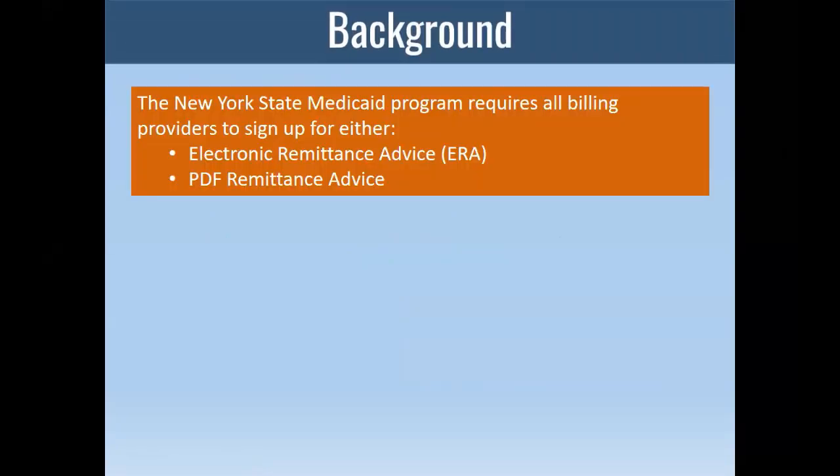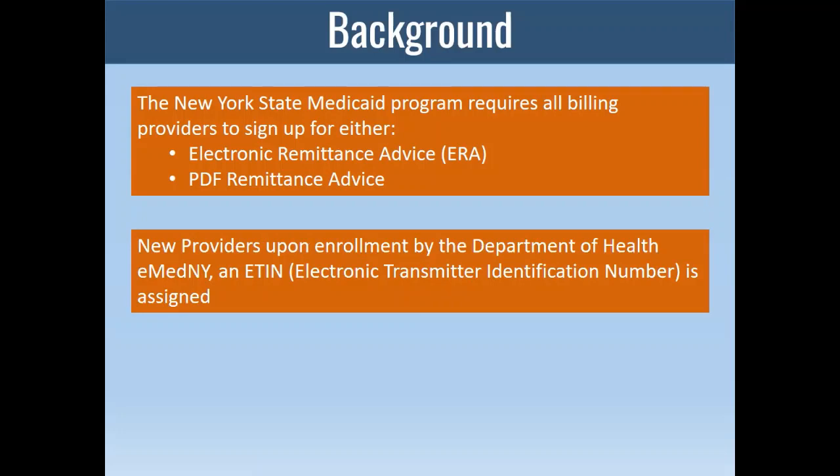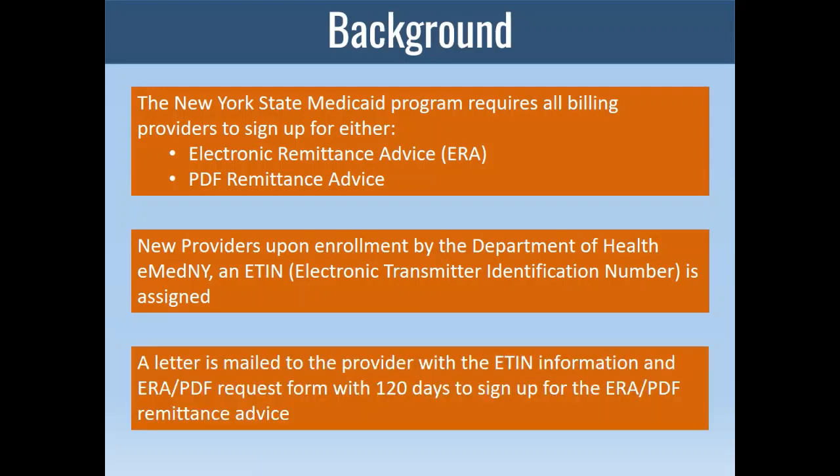Background. The New York State Medicaid program requires all billing providers to sign up for either electronic remittance advice, ERA, or PDF remittance advice. New providers, upon enrollment by the Department of Health, are assigned an eMedNY ETIN, which is an Electronic Transmitter Identification Number. A letter is mailed to the provider with the ETIN information and an ERA PDF request form, with 120 days to sign up for the ERA PDF remittance advice.